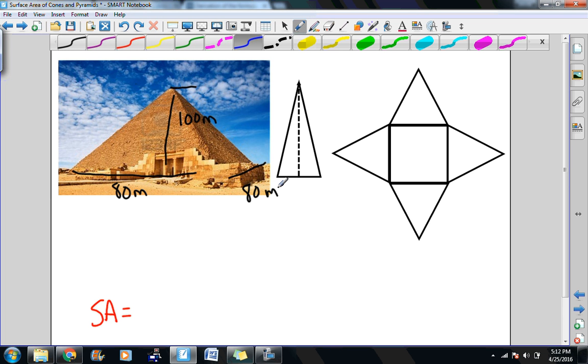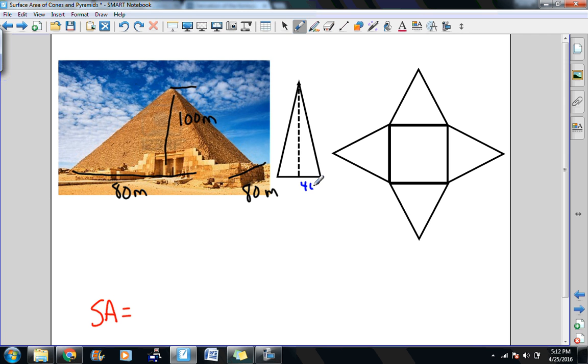I know that the total distance from here to here is 80. That means the distance from one of these sides is 40. And the direct height here is 100. Well, what I end up then getting is the Pythagorean theorem. I know, our very, very favorite thing that we've done. So I'm going to take 40 squared plus 100 squared, and that will give me x squared, because x in this case is going to be the hypotenuse. So we will add together these two squares.